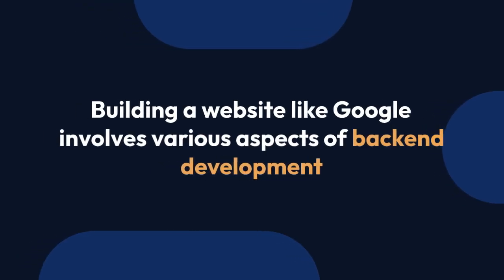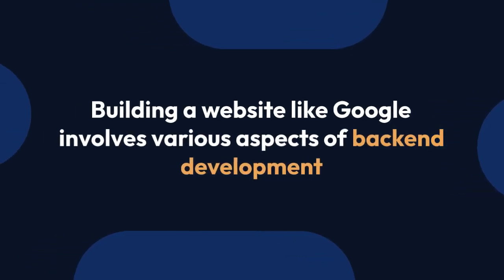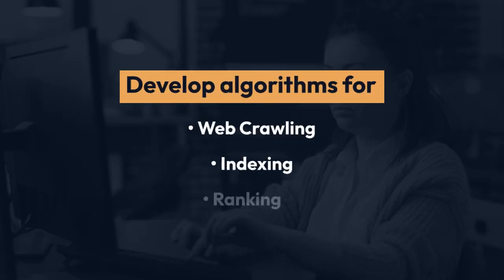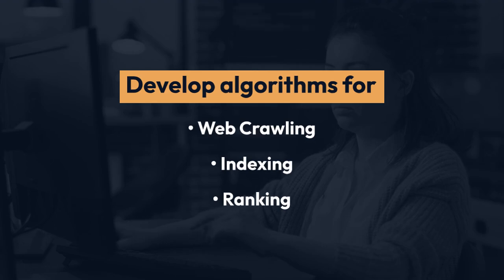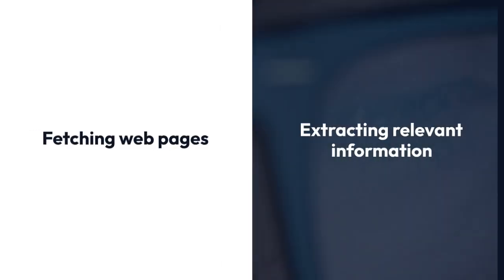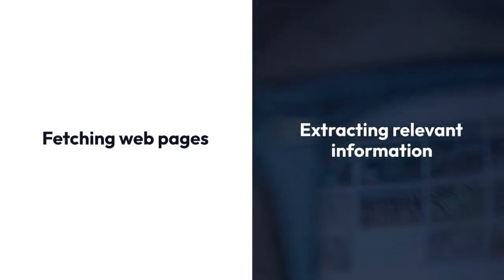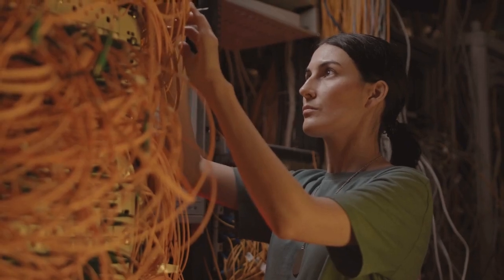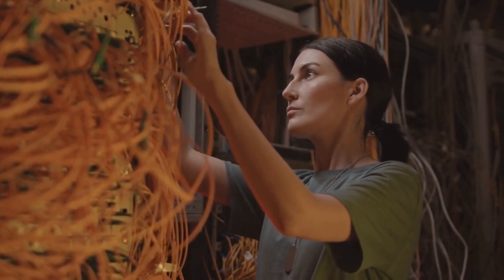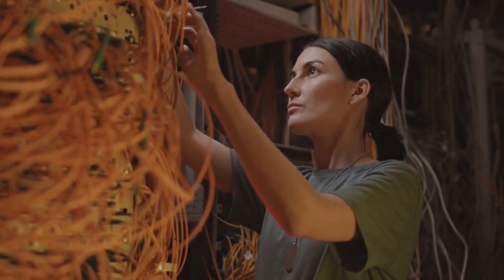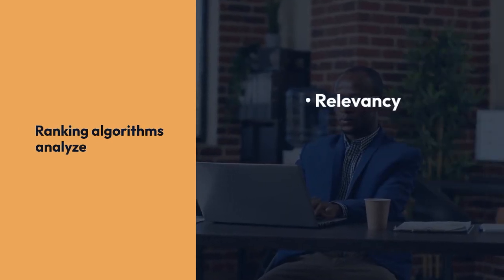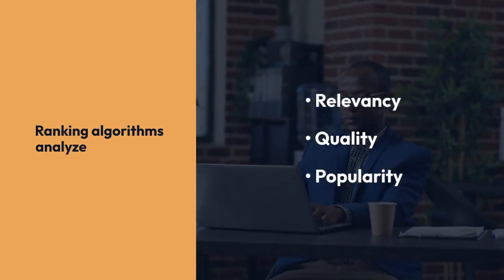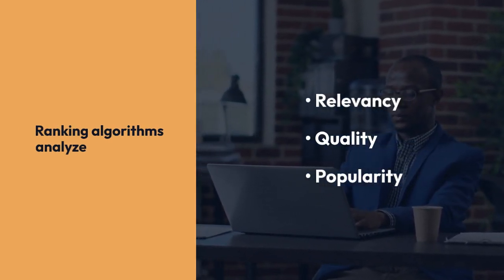Building a website like Google involves various aspects of back-end development. Develop algorithms for web crawling, indexing, and ranking. Web crawling involves fetching web pages and extracting relevant information. Indexing organizes and stores these pages in a structured way, allowing quick retrieval of search results. Ranking algorithms analyze relevancy, quality, and popularity to determine search result rankings.